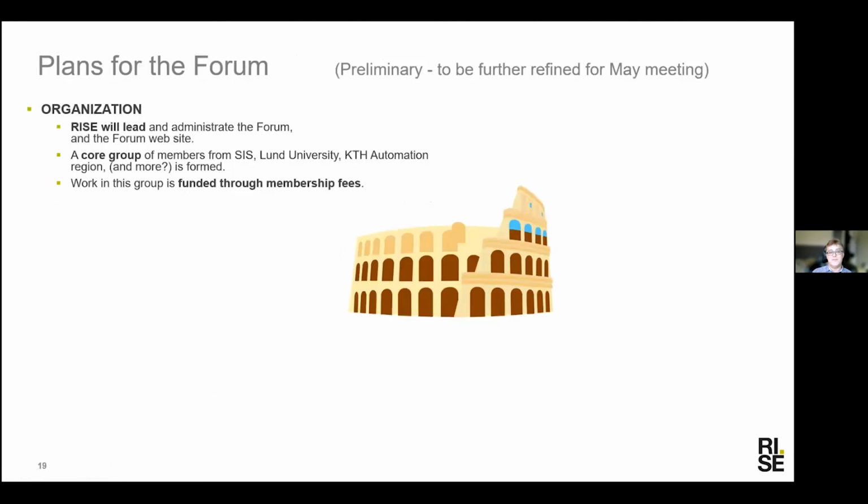And so going forward, we have a preliminary view, which we would like to refine further in the next couple of months. But as we see it, there needs to be one organization, and RISE will then lead and administrate the forum and the site. But we will definitely need a core group like we have had this first year: CIS, Lund, KTH, Automation Region. Perhaps we should discuss if we need more people in this core group. We form this group, and the work in this group is then funded through the membership fees.